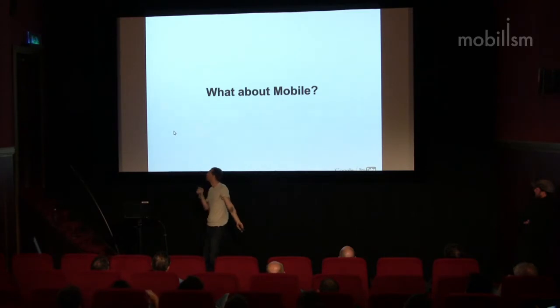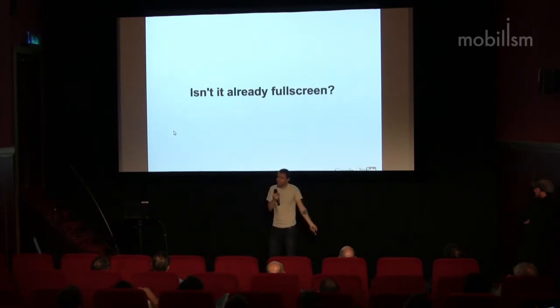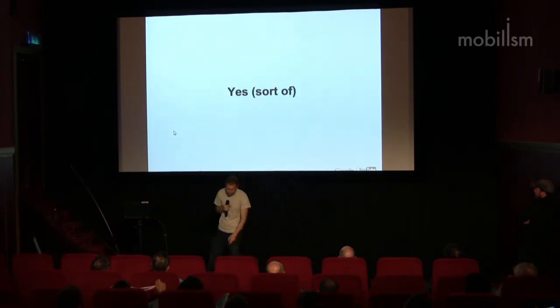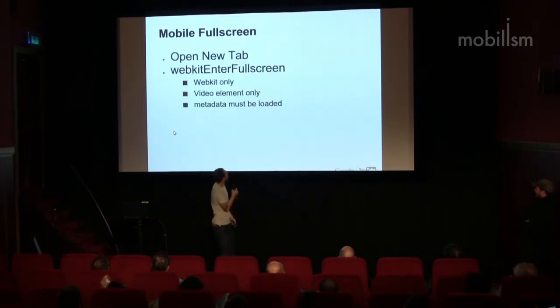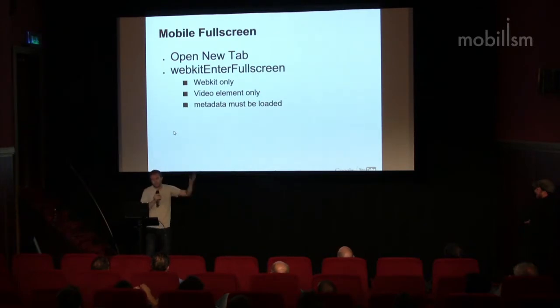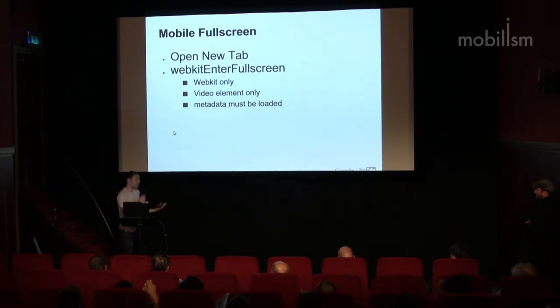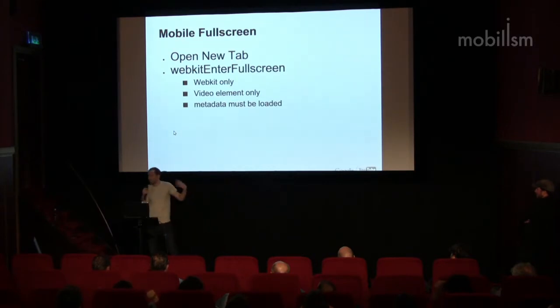So what about mobile? Isn't it already full screen? Well, say you're on an iPad and you're browsing a blog and you want to play a video. Now that video is going to be a tiny section of the page. There's several things you can do about this. You can open the video in a new tab. You'll still have the browser Chrome, but the video will take up the entire screen.